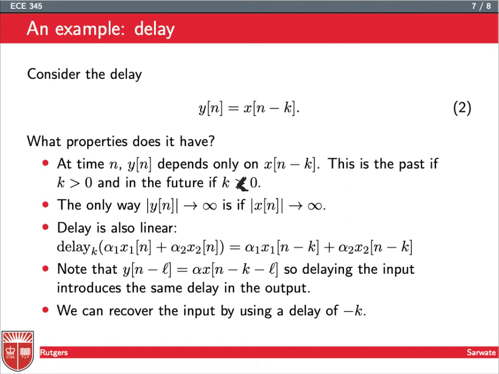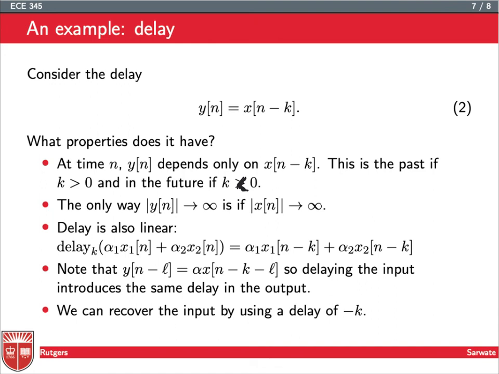Note, in the same way, the only way for the output to blow up is if the input blows up, so it's the same as the gain, and this system is in fact stable. The delay is linear, so that satisfies linearity. And now we have to think about time invariance. If I delay the input x of n by L, so I put in x of n minus L, then I'm going to get x of n minus k minus L, and that's the same as the output at time n minus L. So delaying the input by a certain amount delays the output by the same amount, and that's actually how you prove that something is time invariant. As long as if you delay the input, you get the same delay in the output.